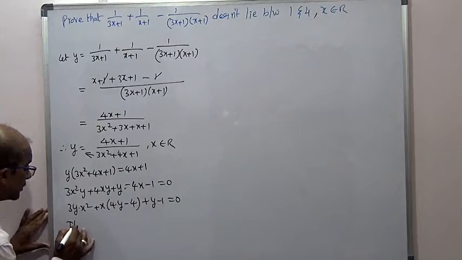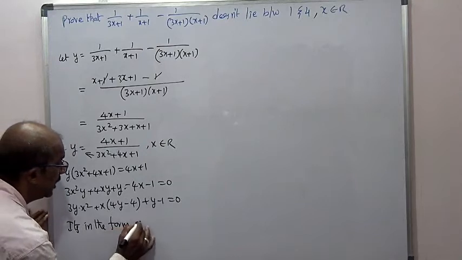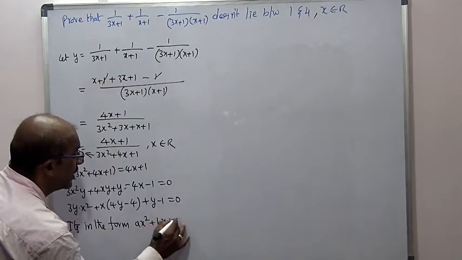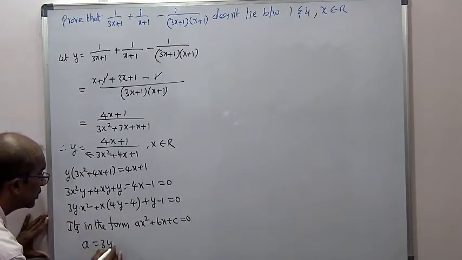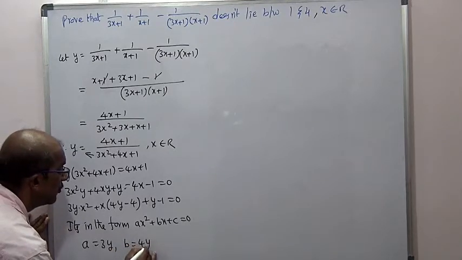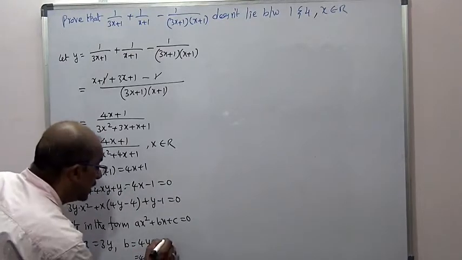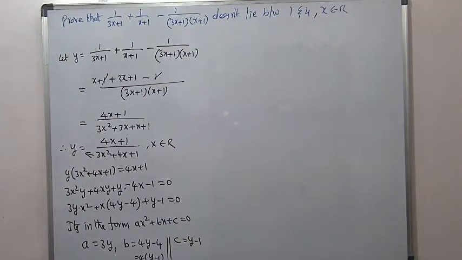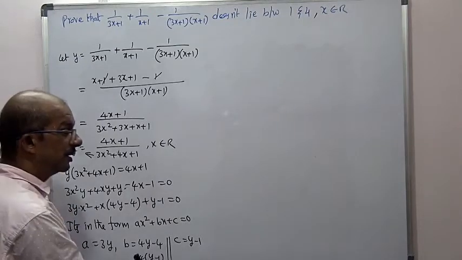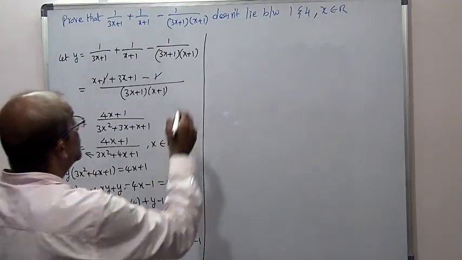Now it's in the form ax² + bx + c = 0. Comparing, a = 3y, b = 4y − 4, that is 4(y − 1), and c = y − 1. Now, x belongs to real numbers.